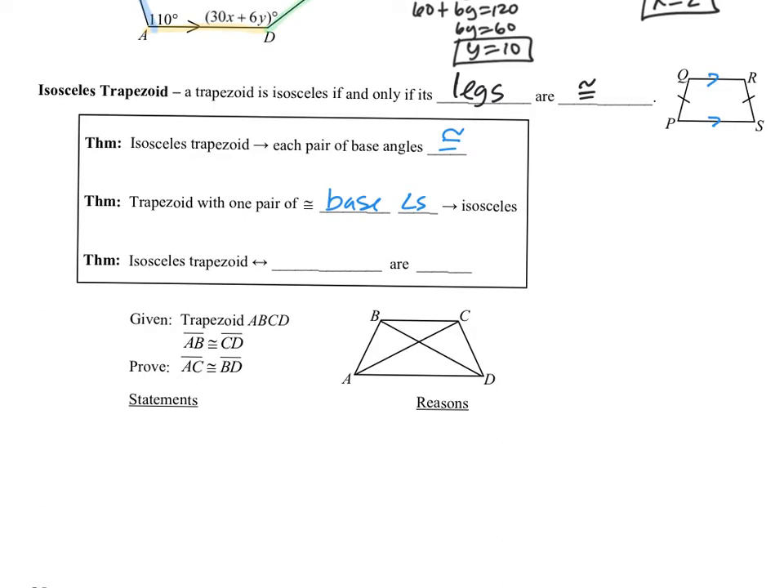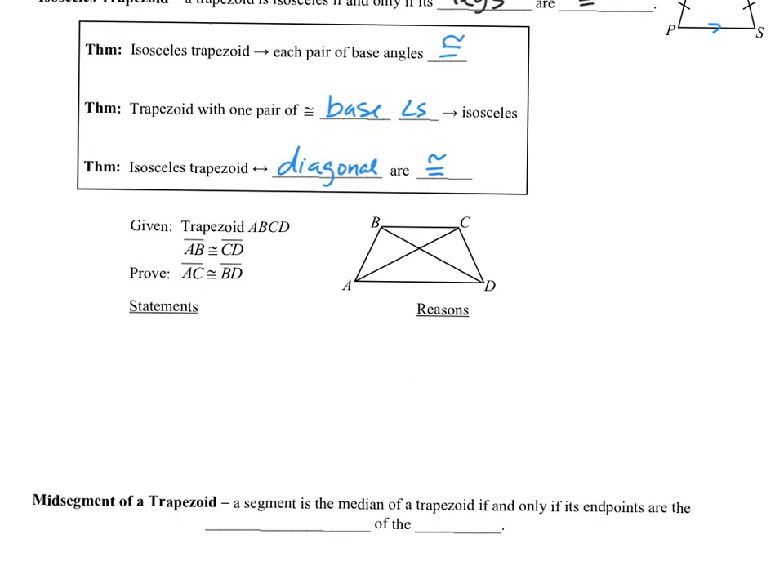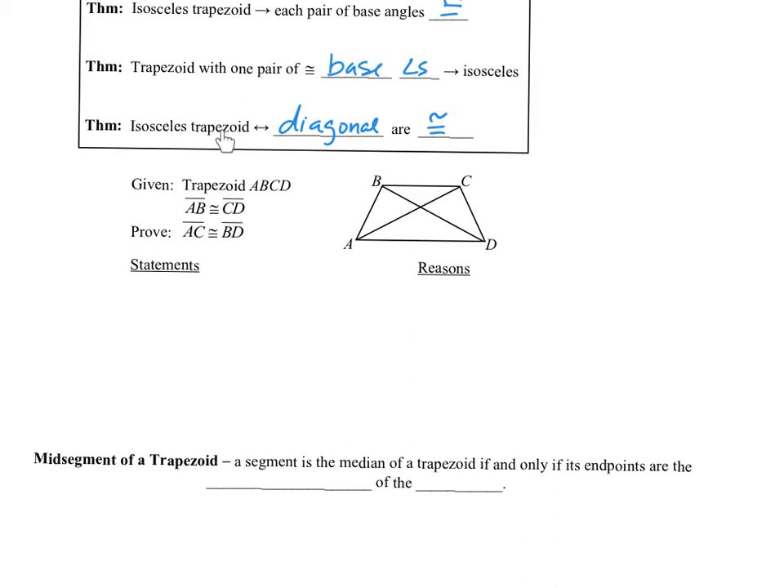And then the third theorem that we're going to prove says the following. Remember we haven't seen this symbol in a while, that means if and only if. A trapezoid is isosceles if and only if its diagonals are congruent. So let's go ahead and prove that theorem. The hypothesis of the theorem is that we have an isosceles trapezoid. So we're going to assume that we have this isosceles trapezoid where AB is congruent to CD. So let's go ahead and mark that. And what we're going to prove is that AC, which is one of the diagonals, is congruent to BD, which is the other diagonal.